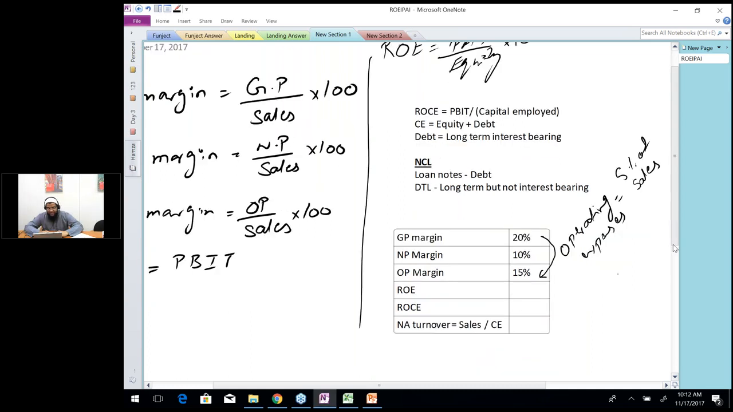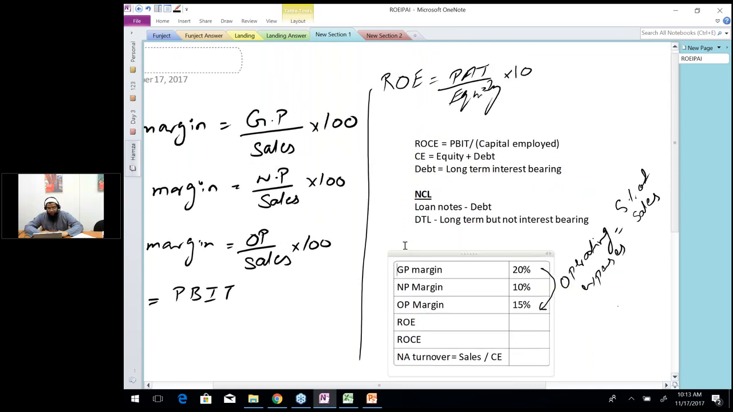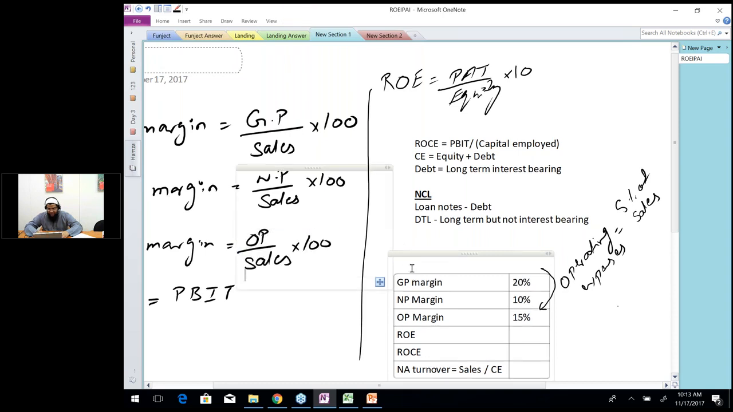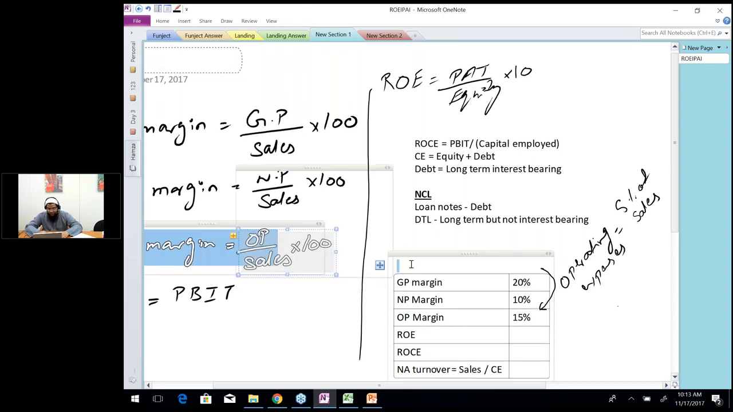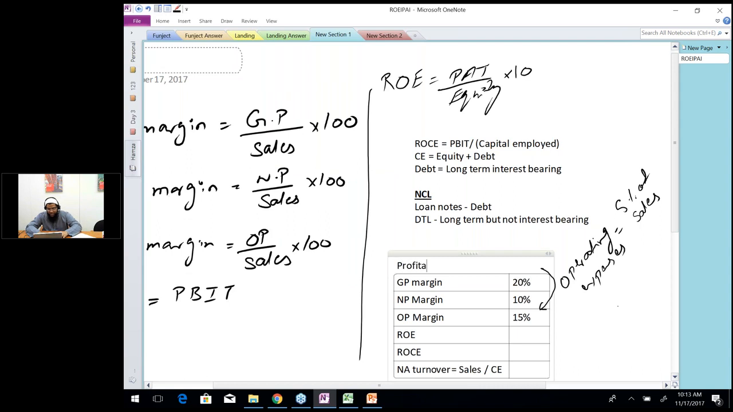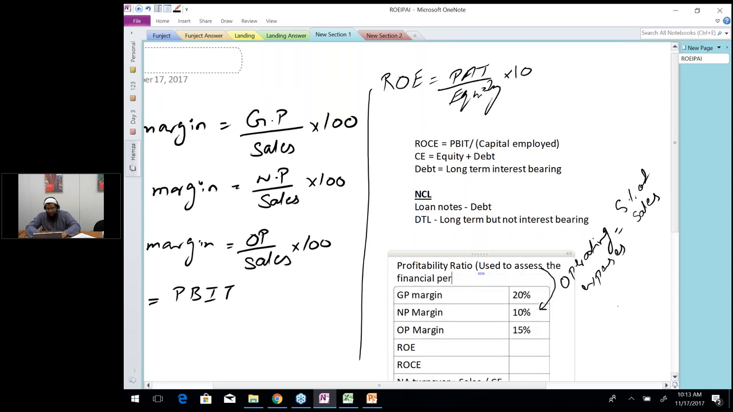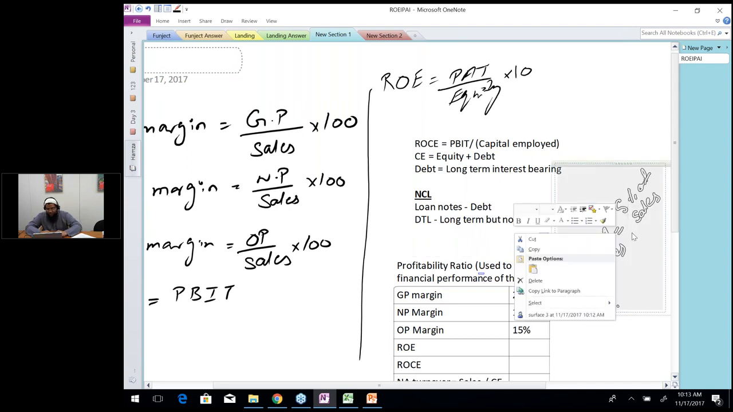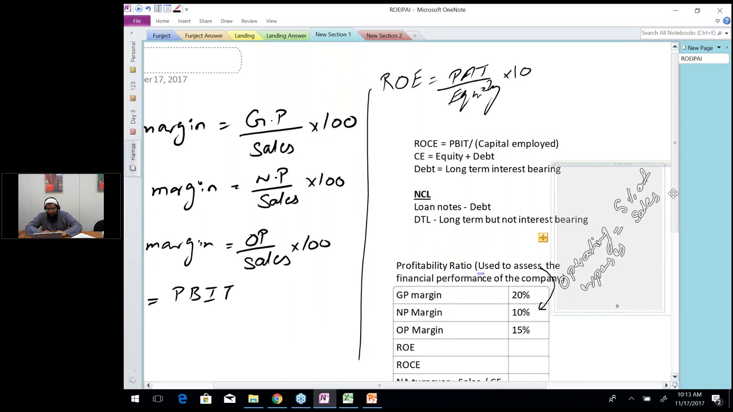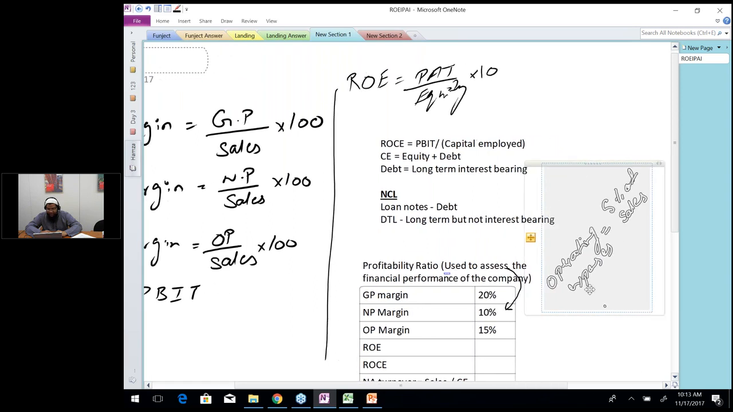Okay, so now these are some basic ratios which relate to profitability ratios. Whenever the question is going to ask you to assess the performance, these are used to assess the financial performance of the company. So whenever the question asks you to assess the financial performance of the company, you are going to calculate the profitability ratios in that case.